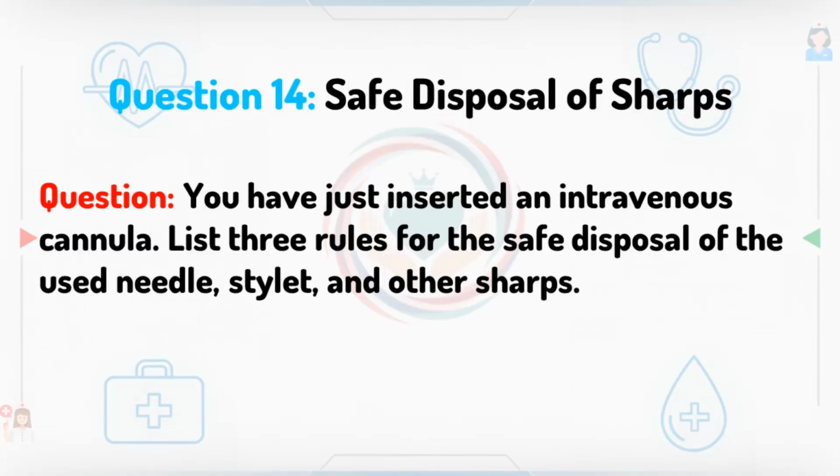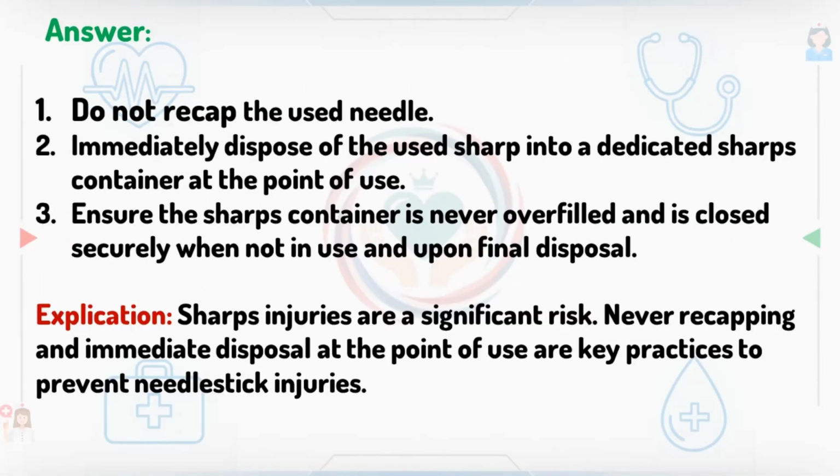Question 14. Safe disposal of sharps. Question. You have just inserted an intravenous cannula. List 3 rules for the safe disposal of the used needle, stylet, and other sharps. Answer. 1. Do not recap the used needle. 2. Immediately dispose of the used sharps into a dedicated sharps container at the point of use. 3. Ensure the sharps container is never overfilled and is closed securely when not in use and upon final disposal.